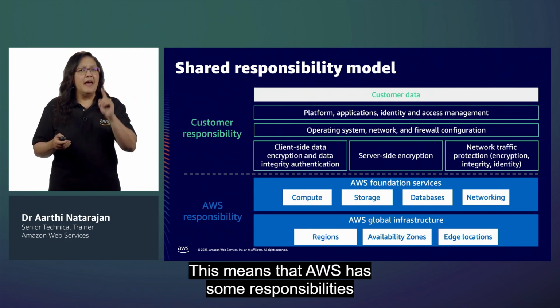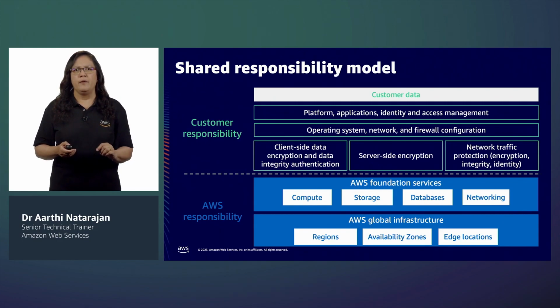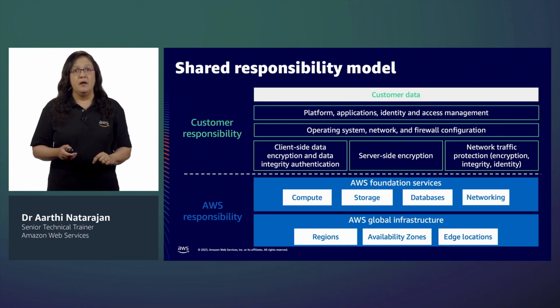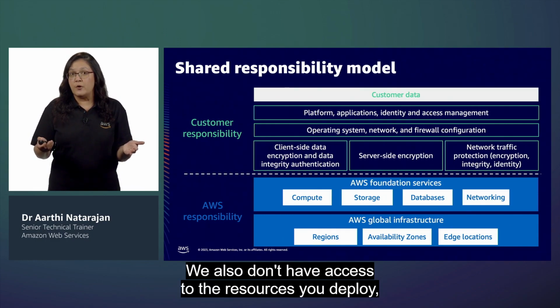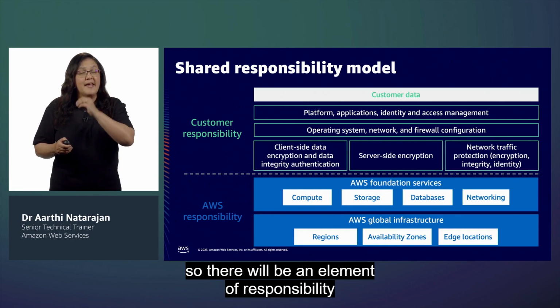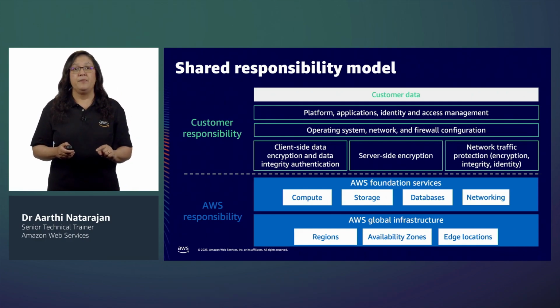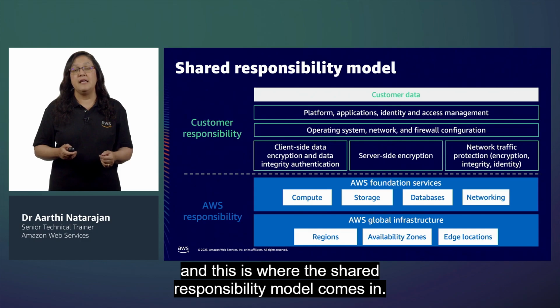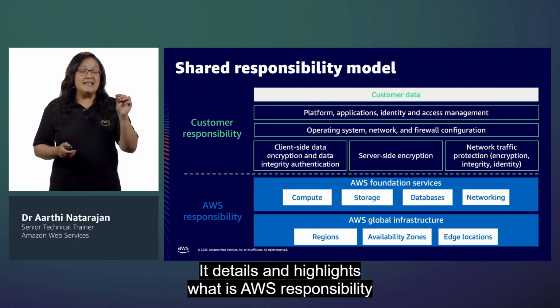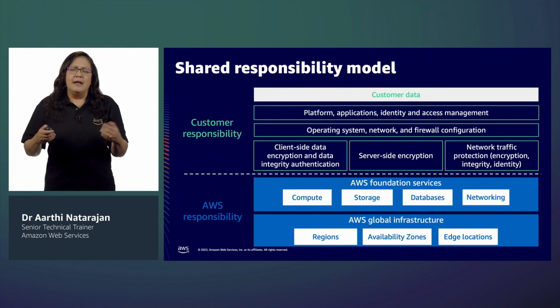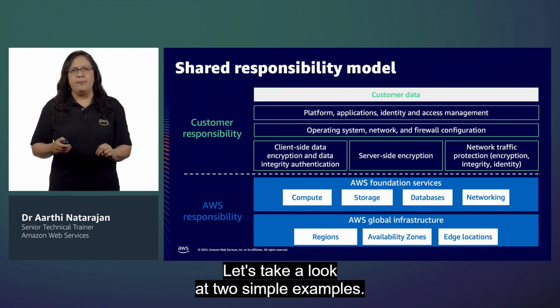This means that AWS has some responsibilities in keeping the cloud secure. On the flip side, AWS does not have access to your data. We also don't have access to the resources you deploy. So there will be an element of responsibility that falls onto you as a customer. And this is where the shared responsibility model comes in. It details and highlights what is AWS responsibility and what is your responsibility. Let's take a look at two simple examples.